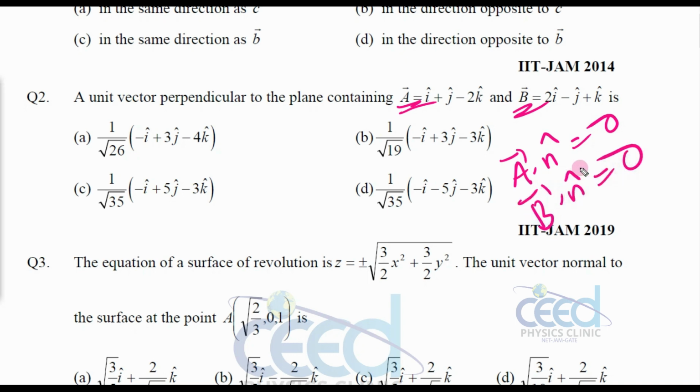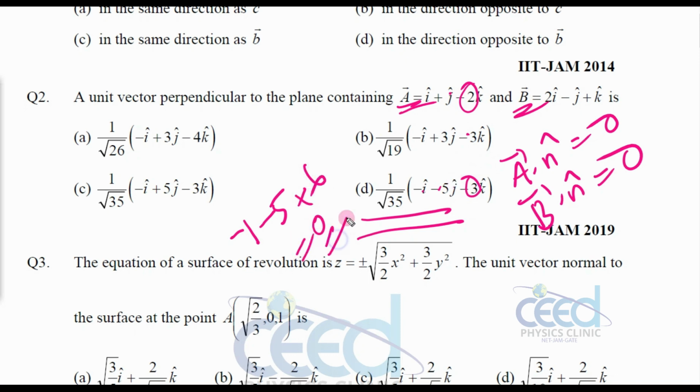Okay, from the observation it is clear that option D is the answer. Taking the dot product with A, I cap into minus 1 is minus 1, J cap here 1 into minus 5 is minus 5, and here minus 2 into minus 3 is plus 6. So the dot product is 0. Now if you look at B, here 2 into minus 1 is minus 2, here minus 1 into minus 5 is plus 5, and again here 1 into minus 3 is minus 3, this is also 0.